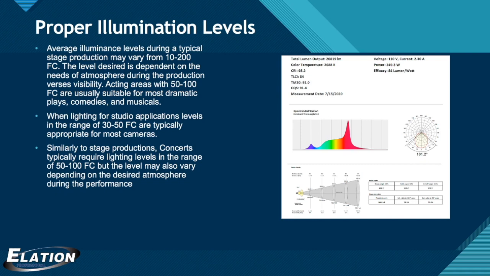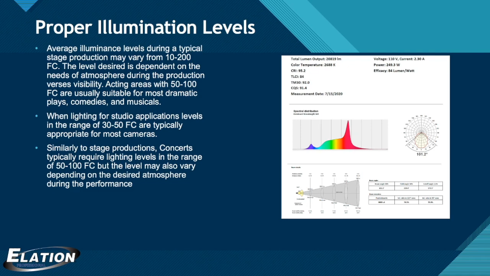And the level desired is going to be dependent on the needs of the atmosphere during the production versus just plain visibility. The lighting in a theatrical production is often used to enhance or accentuate the mood or add tension or extra drama to a specific scene. So the lighting level can vary greatly. But on average, acting areas are going to have between 50 and 100 foot candles.